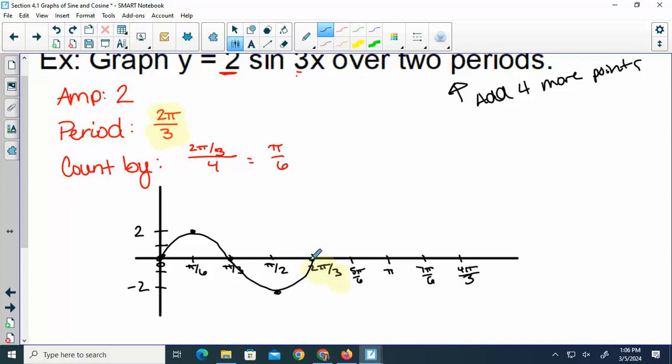Where should we go from here? Up to 2. 0. Could I have gone the other direction to get my second period? I mean, if you wanted to. Yeah, you could go this way. It keeps going in both directions if you wanted to. If I said 3 periods, what would you do? Keep going, add 4 more points. It just keeps repeating itself.